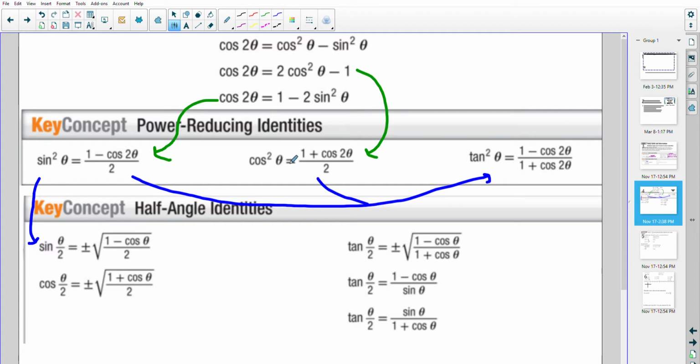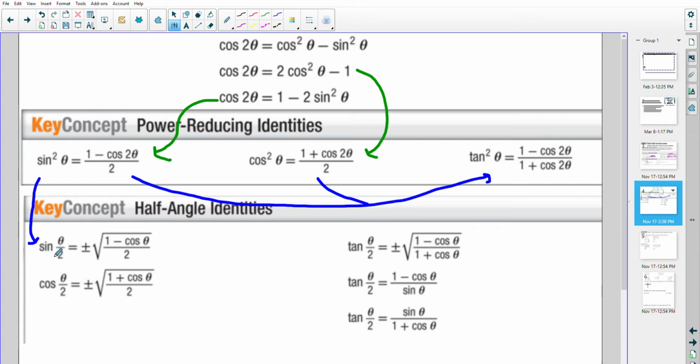These power reducing identities on the identity sheet can be used to get half angle identities. Now, what's important to notice first of all is you could replace this theta with theta over 2. So if you did theta over 2 here, this would be theta over 2, which means this would just be the cosine of theta. And that's what they did to get these half angle identities. They replaced theta with theta over 2 and took the square root of both sides.